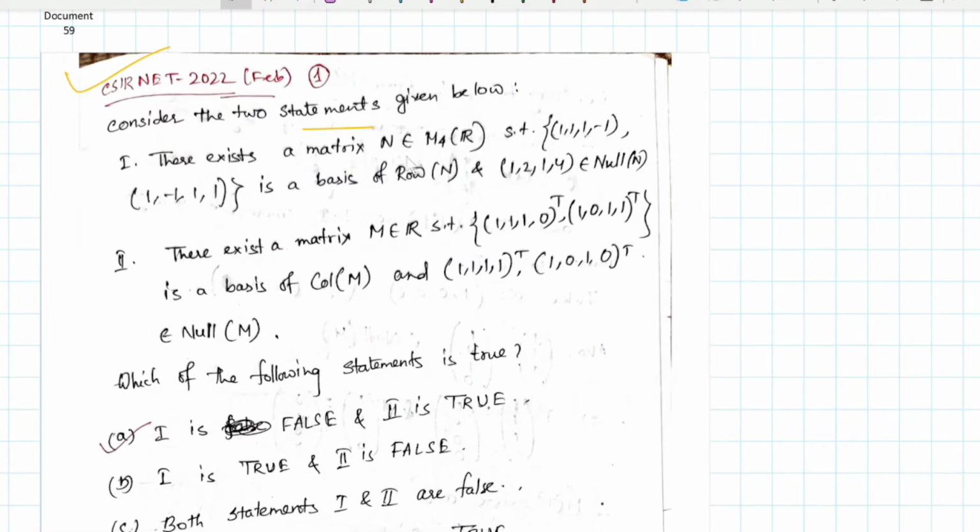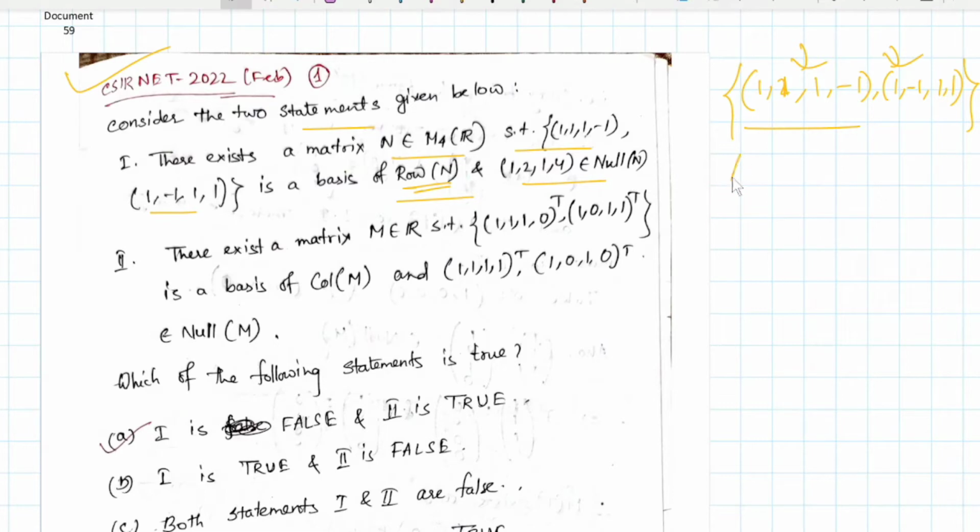So question 1 says: consider two statements given below. There exists a matrix N belongs to M4(R) such that (1, 1, 1, -1) and (1, -1, 1, 1) is a basis of the row space of N, and (1, 2, 1, 4) belongs to the null space of N. That means the vectors (1, 1, 1, -1) and (1, -1, 1, 1) form a basis of the row space, that is, these vectors are the row vectors, and (1, 2, 1, 4) belongs to null N.